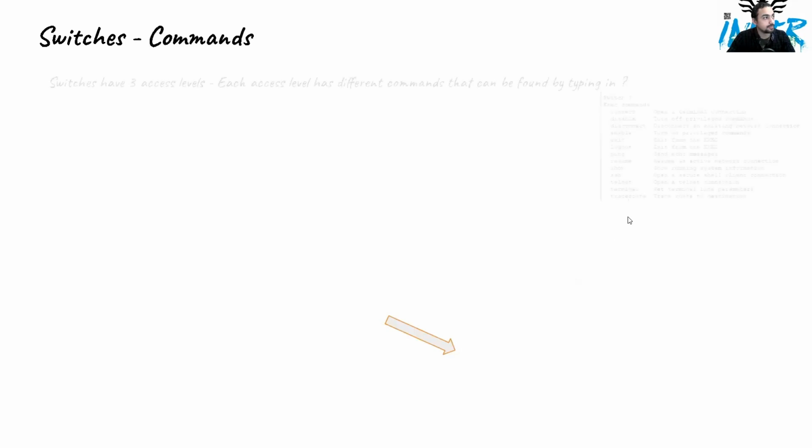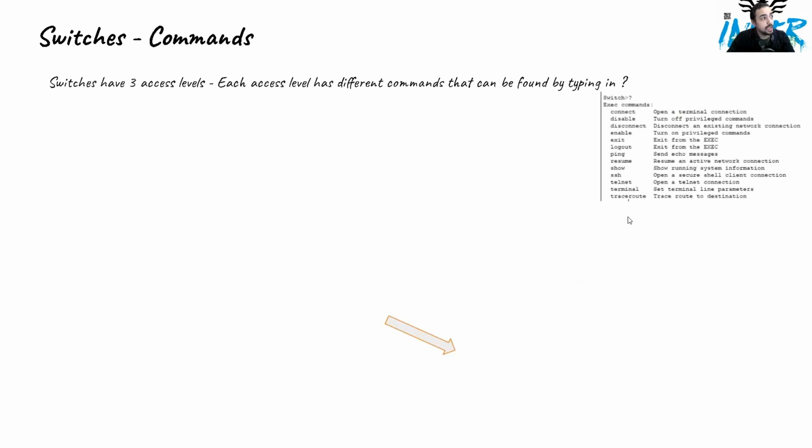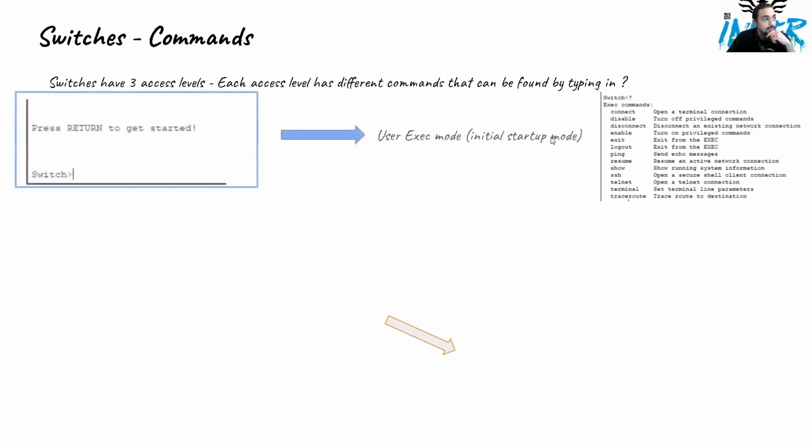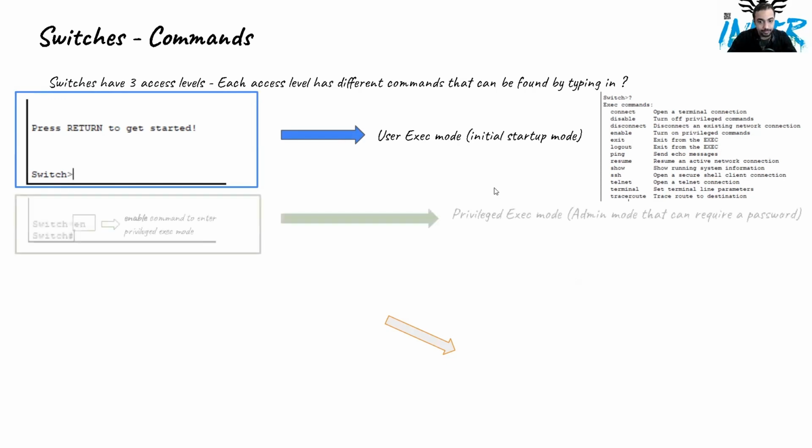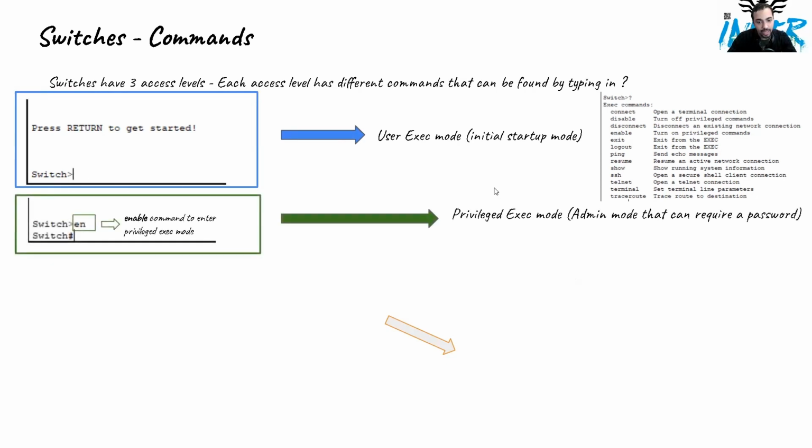All right, so switches have 3 access levels, and each access level has different commands. And you can find out which commands are available by typing in the question mark. So you type in the question mark, and it shows the list of commands for where you are in that access level. First access level being user access mode. That's the initial startup mode. And you can tell by the little caret. It gives you the least amount of access.